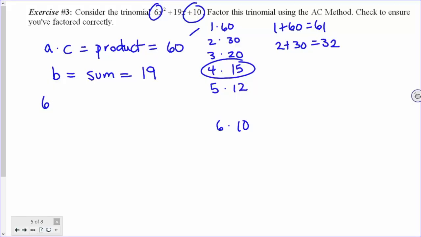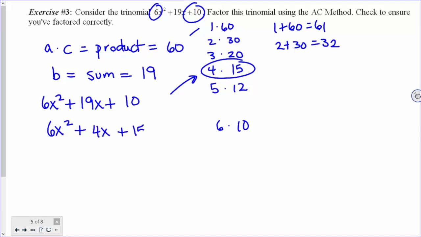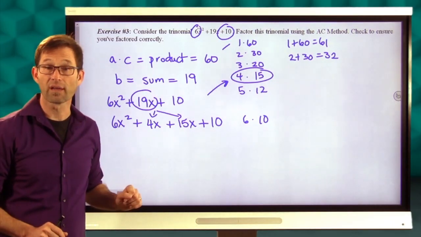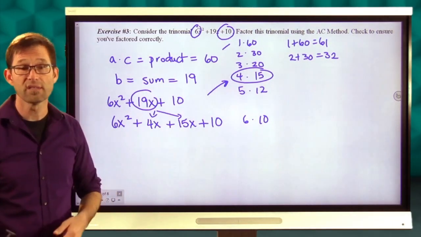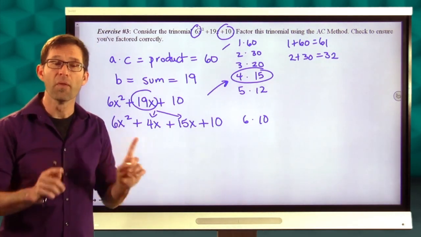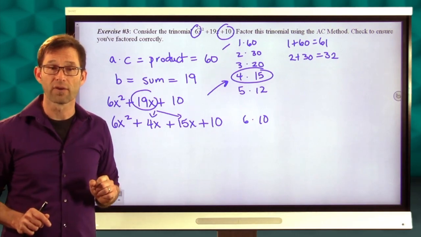So now I'm going to take my 6x squared plus 19x plus 10, and I'm going to make it into an equivalent... whoops, no, that's wrong. My apologies. My two numbers are 4 and 15, so let's do 6x squared plus 4x plus 15x plus 10. And again, all I've done is taken that 19x and broken it into a 4x plus 15x. I mean, 19x could be broken into 1x and 18x, or 10x and 9x, but these two will allow us to now factor by grouping.